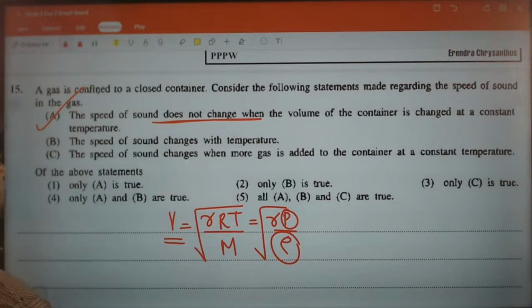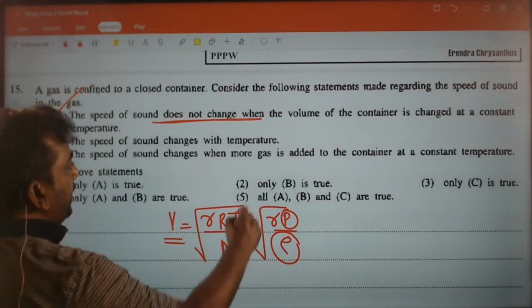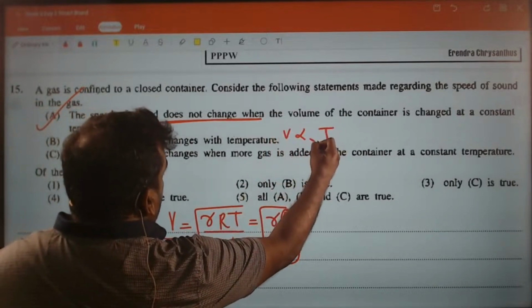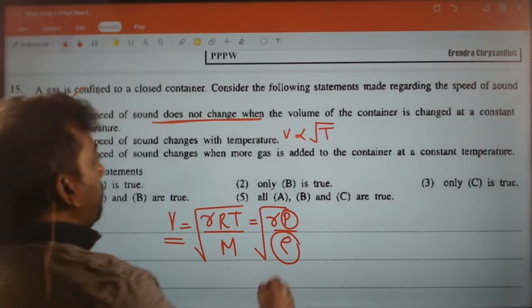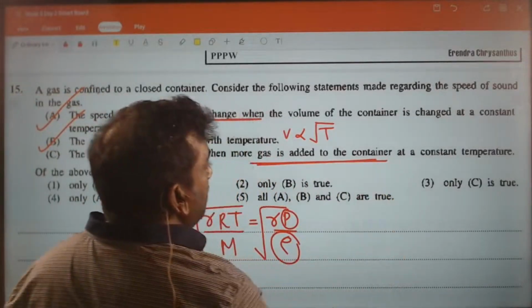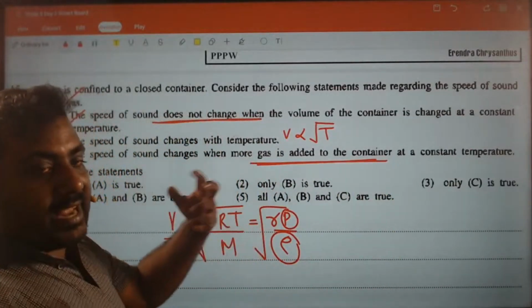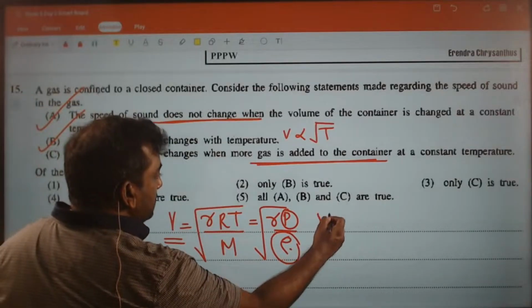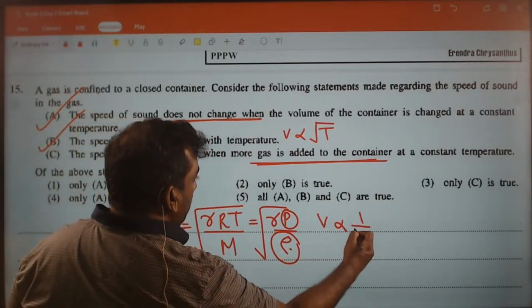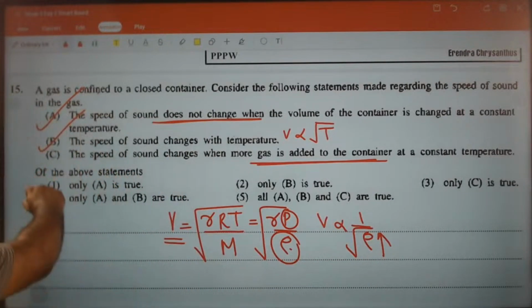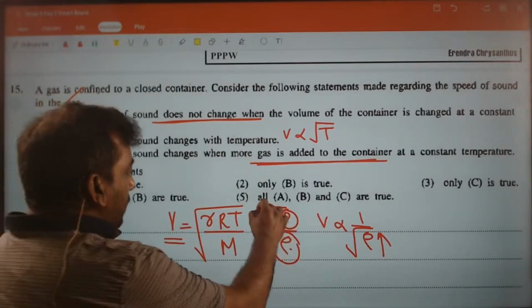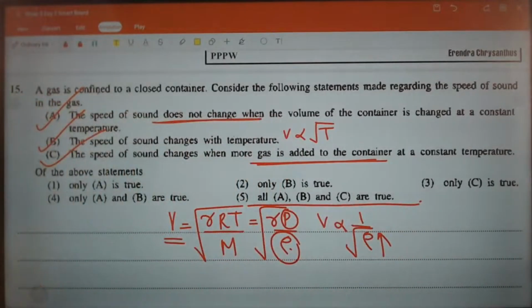Right. B. Speed of sound changes with temperature. Yes. V is proportional to the square root of absolute temperature. Correct. B is correct. Therefore, that is correct. C. Speed of sound changes when more gas is added to the container at constant temperature. More gas is added means density will change. V is proportional to 1 over rho. Rho changes, V will change. Correct. ABC all are true. Right there.